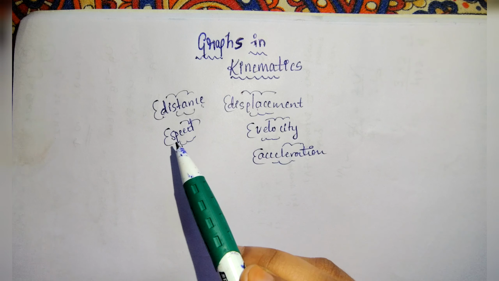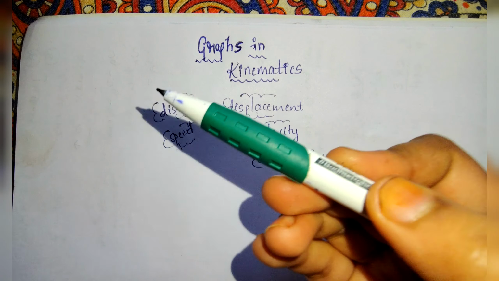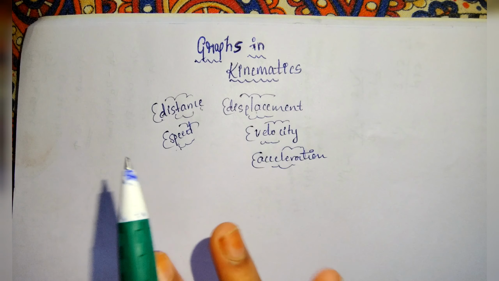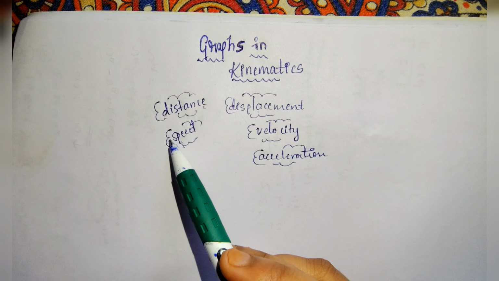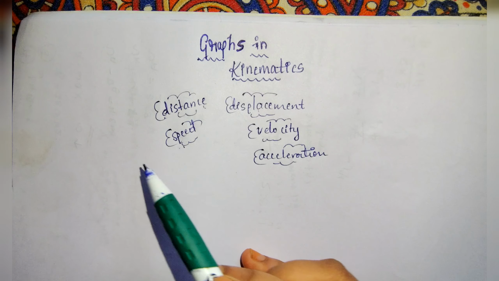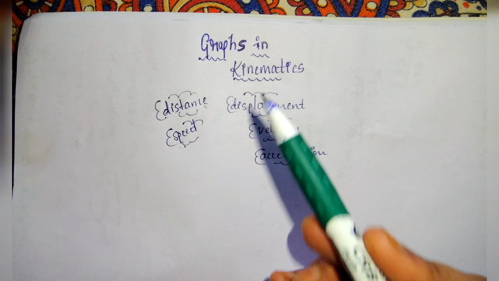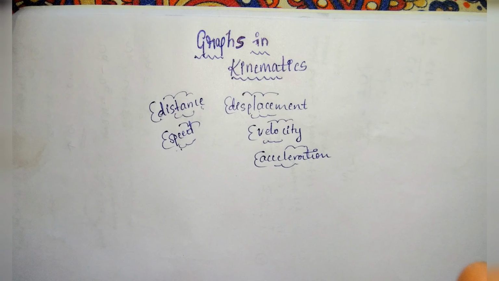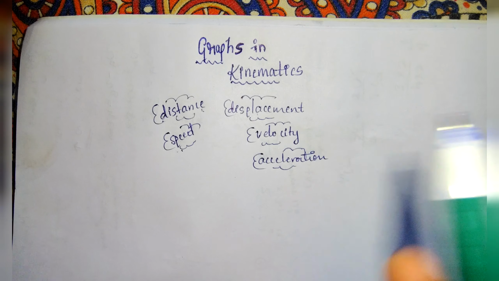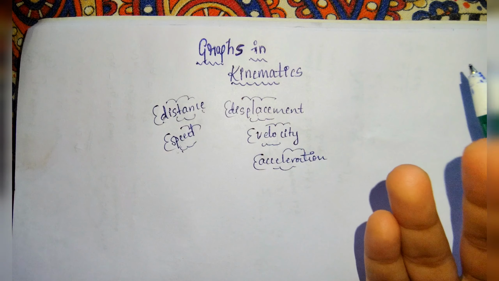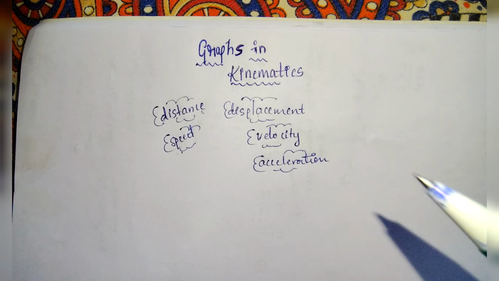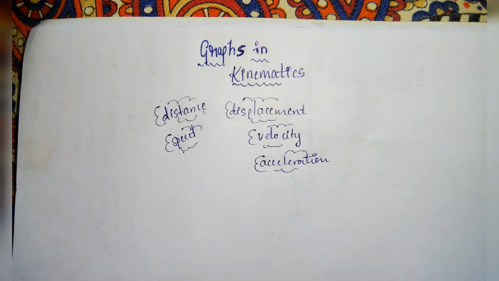Next, let us come to speed. Speed is the distance per unit time. I can also say it is the rate at which distance is covered. That is nothing but how much distance is traveled in how much time. That is, speed is distance divided by time. Next, coming to velocity. Velocity is the rate at which displacement changes with respect to time. That is, the rate of change of displacement: displacement divided by time.